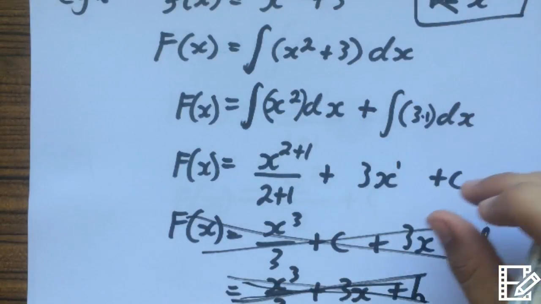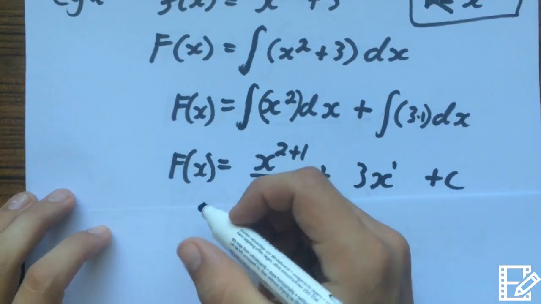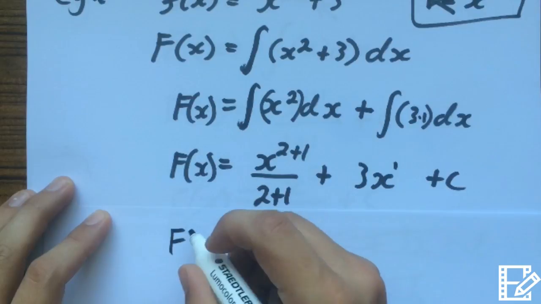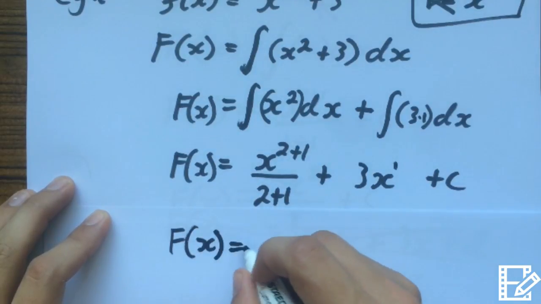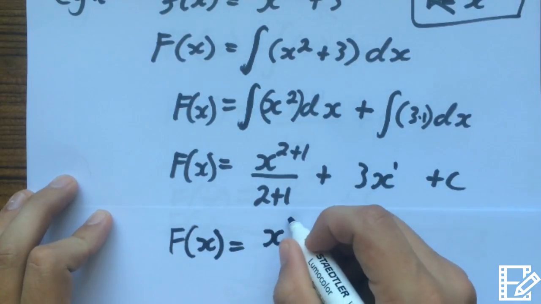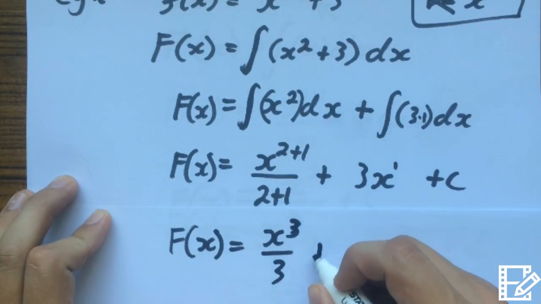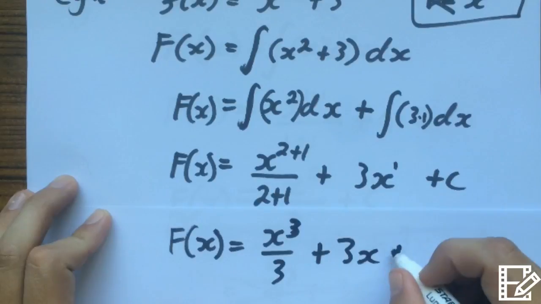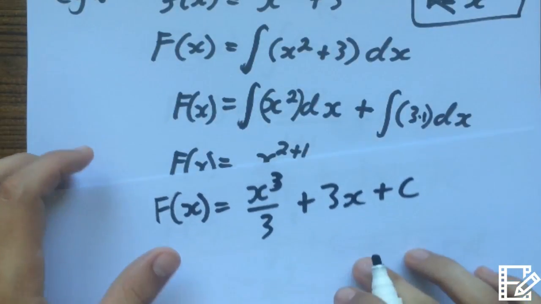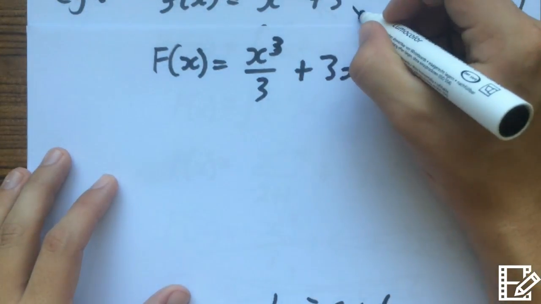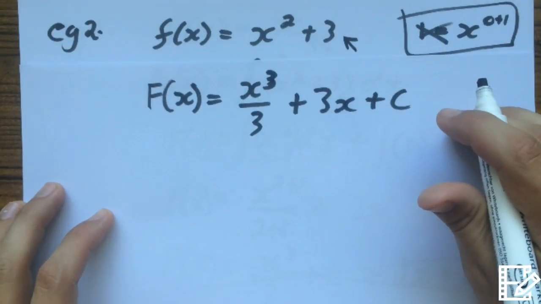So the final derivative will look like the final integral. Keep saying derivative. It would be x to the power of 3 over 3 plus 3x plus c. And that is the integral of this function up here.